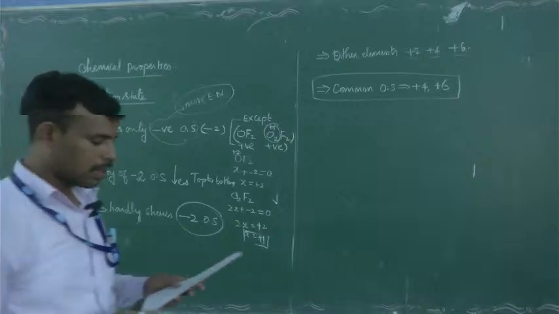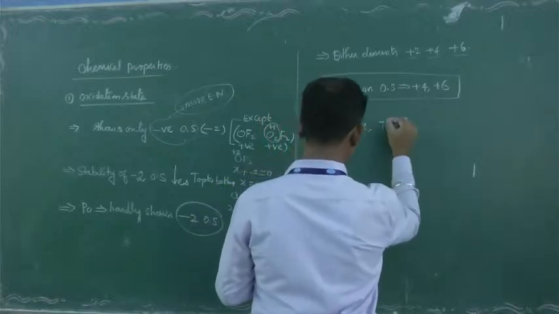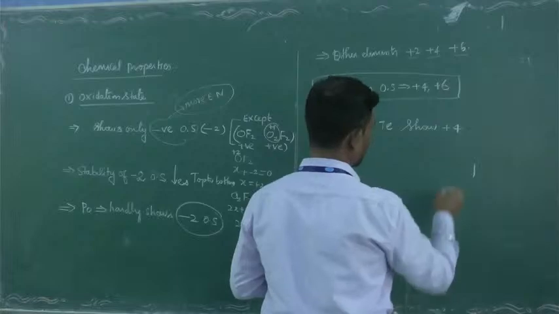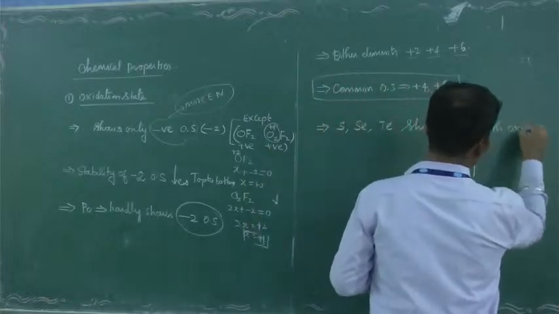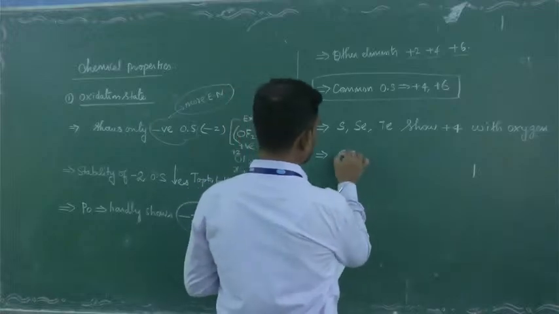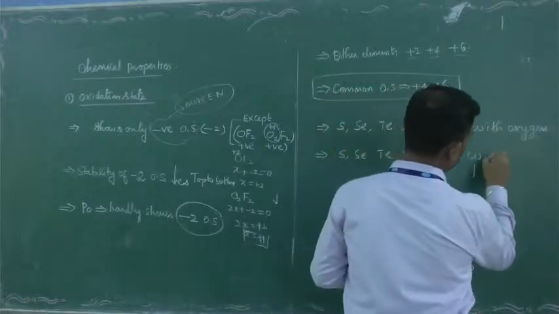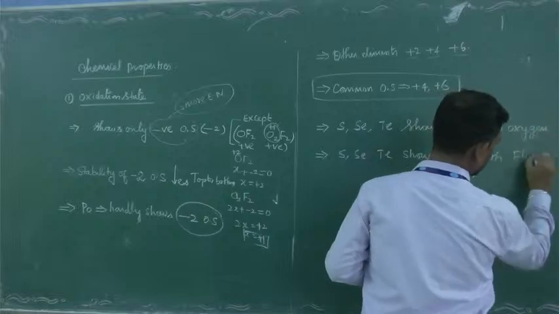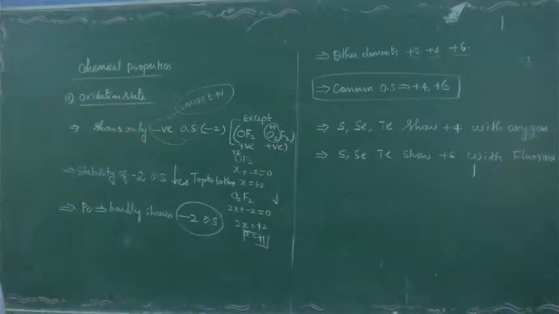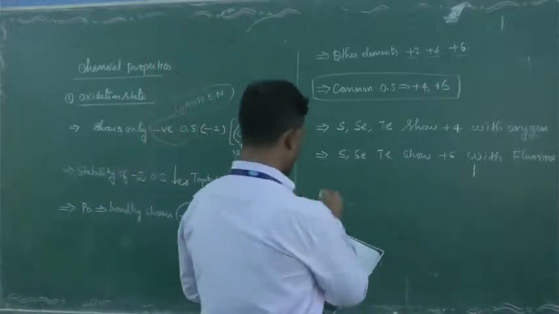Is it clear? Next, sulfur, selenium and tellurium show the plus 4 oxidation state with oxygen, and sulfur, selenium and tellurium show the plus 6 oxidation state with fluorine.